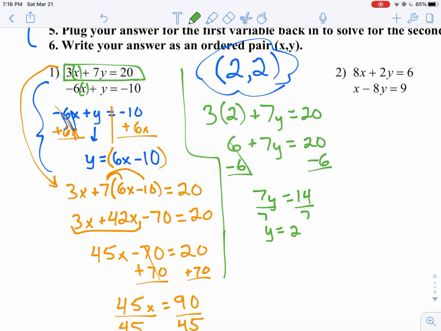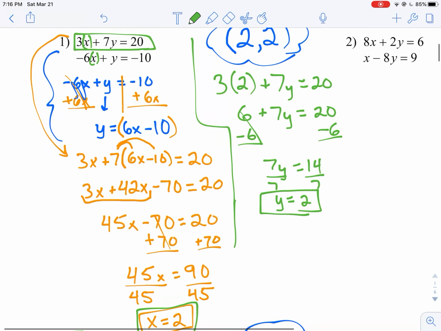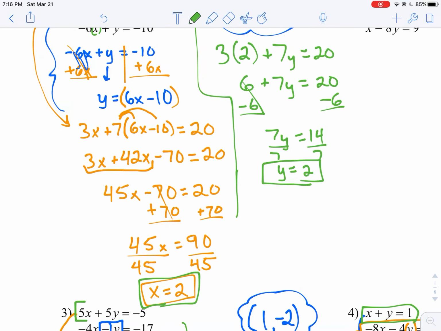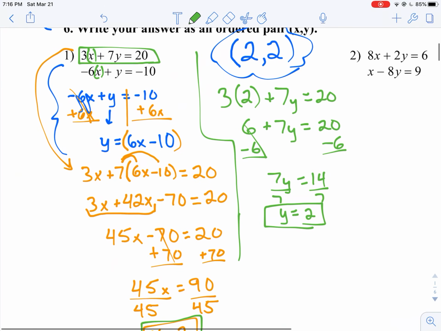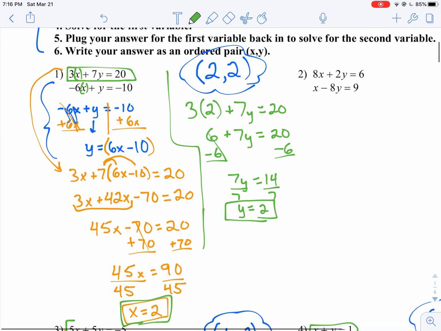But I found x. After I found x, I plugged in x and found y. So there's all of it together. There's all the work for number 1. Okay. I'm going to do number 2.